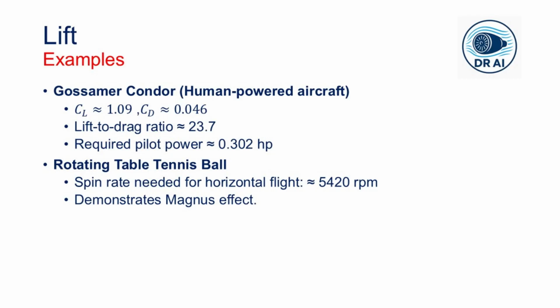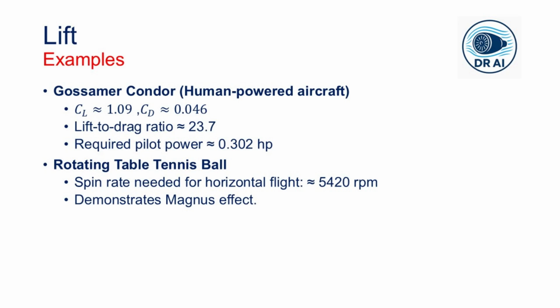Slice shots curve sideways. In all of these cases, the boundary layer plays a crucial role. The roughness of the ball, seams on a baseball, dimples on a golf ball, fuzz on a tennis ball, affects how the boundary layer behaves and how much circulation is generated for a given spin rate.